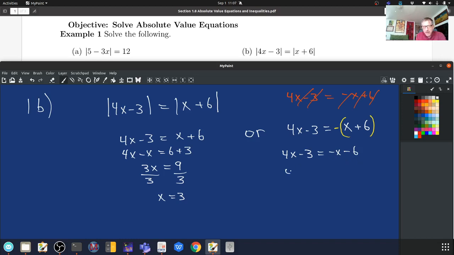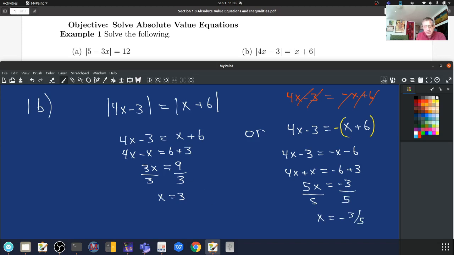Now I'm going to move the minus x over. That's going to give me 4x plus x. And I'm going to move the minus 3 over, and it becomes plus 3. So this gives me 5x, and this gives me minus 3. So I'm going to divide both sides through by 5, and I get x is equal to minus 3/5.